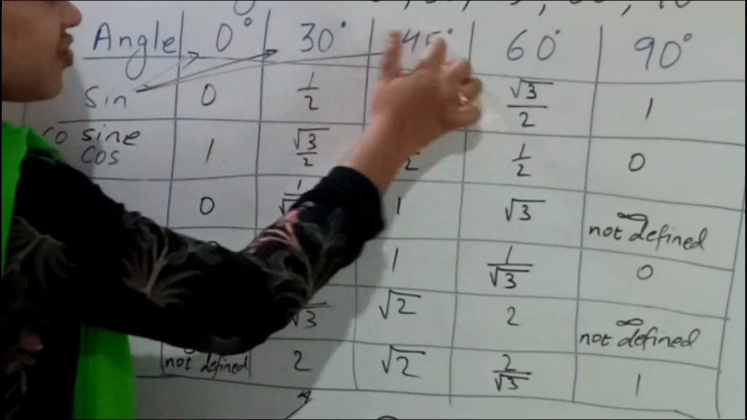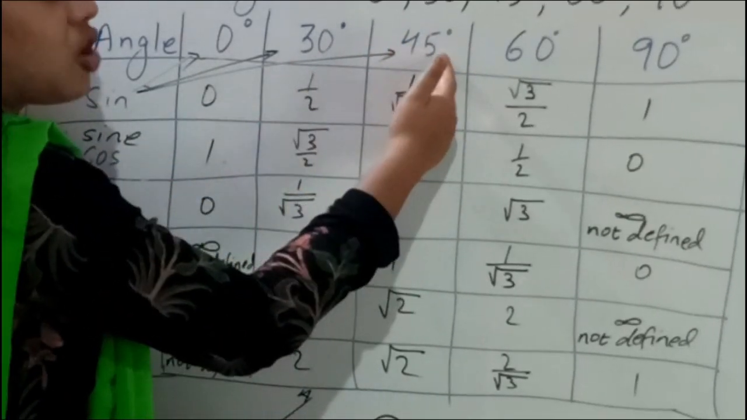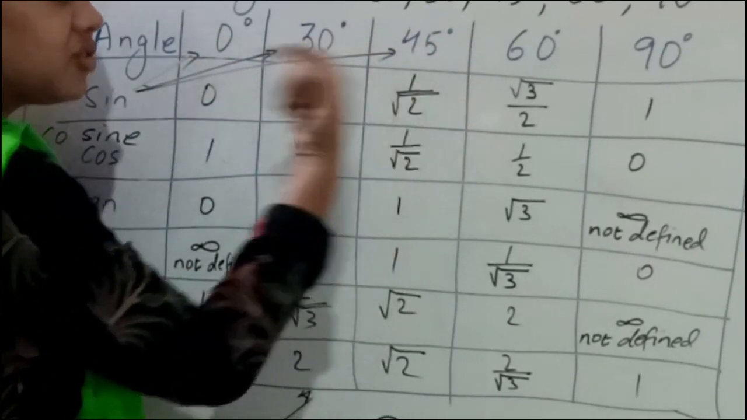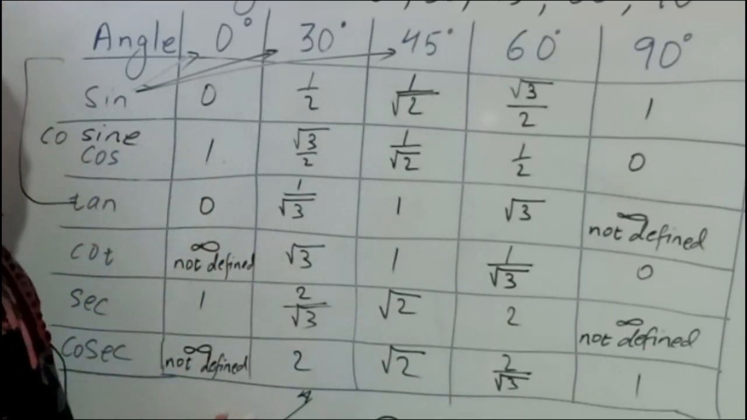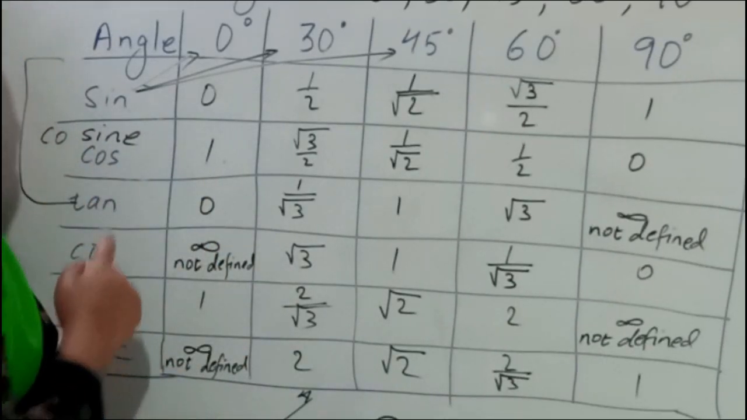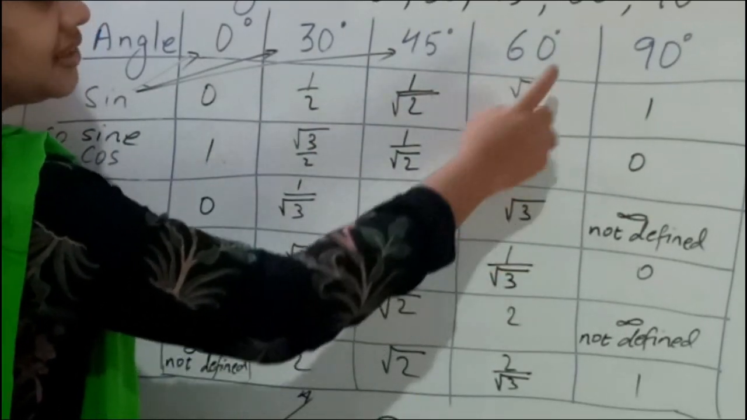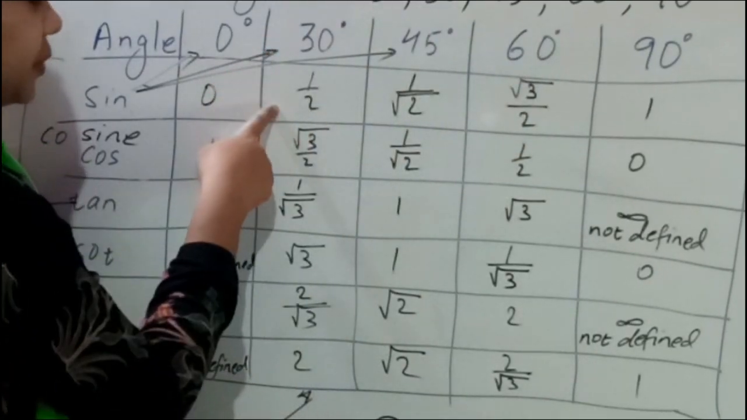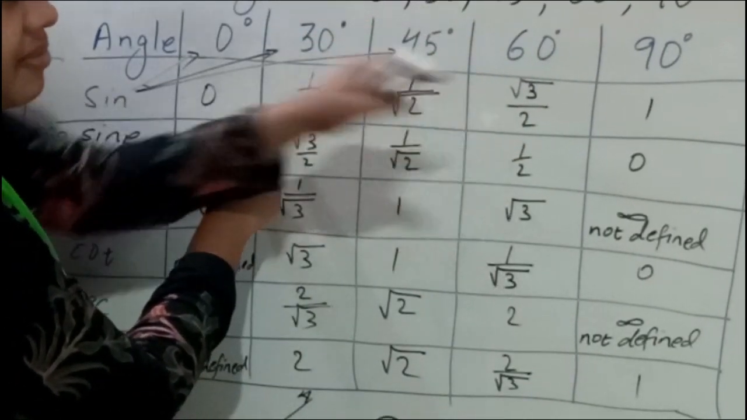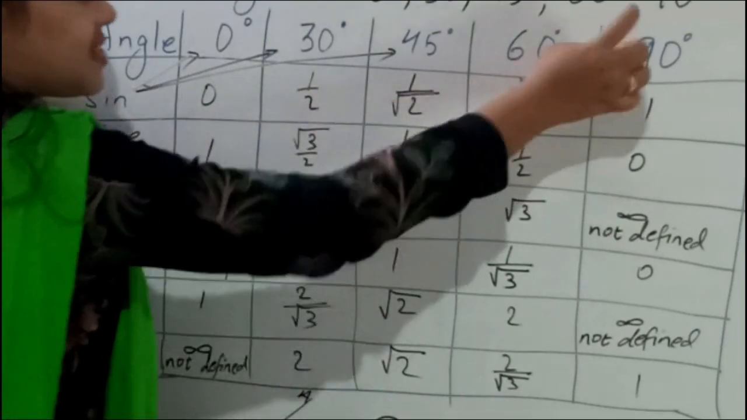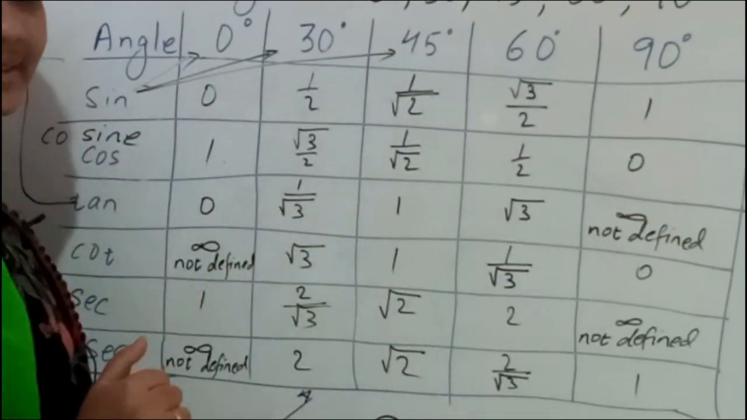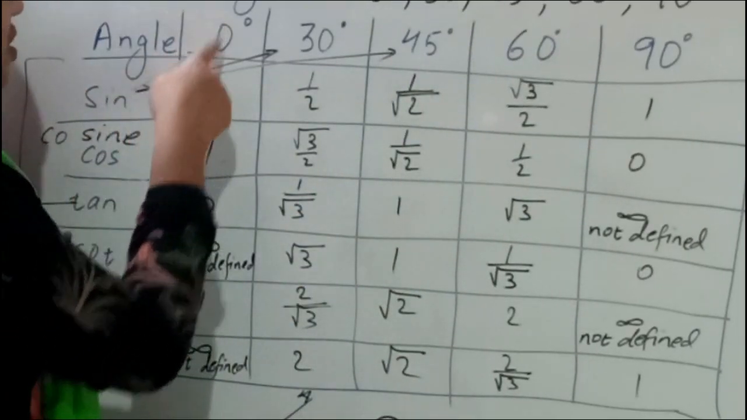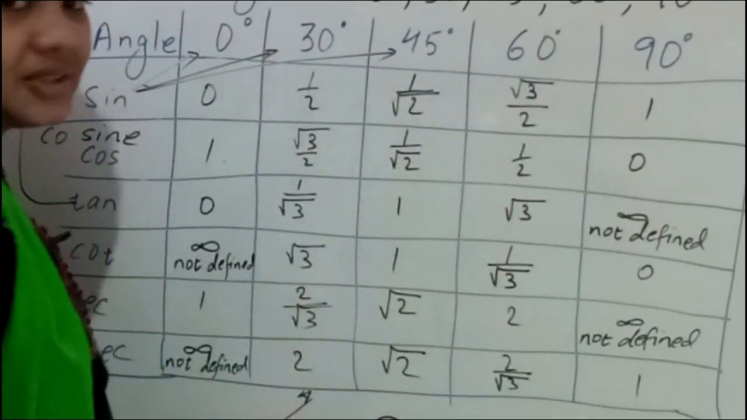Next, cos 45 how much? 45's complement is 90 minus 45, 45. So sine 45 how much? 1 by root 2. So cos 45 is also 1 by root 2. Next, cos 60 how much? 60's complement is 90 minus 60, 30. So sine 30 is 1 by 2. So cos 60 is 1 by 2. Clear? Next, cos 90 how much? 90's complement is 90 minus 90, 0. So sine 0 is 0. So cos 90 is 0.